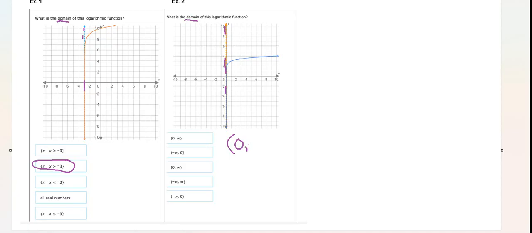And it's going to go all the way up to, whoops, I always do the positive, which I know is not necessary, positive infinity. And again, you're never going to get to positive infinity, so we're going to use the parenthesis. So it's not going to be this one here. This would be our correct answer.